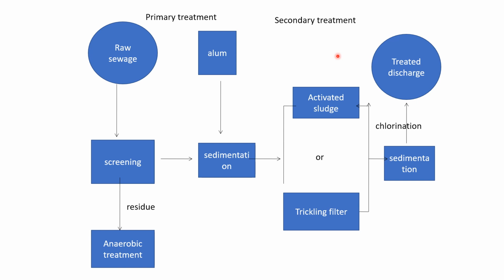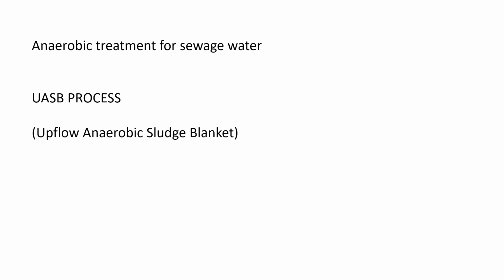So trickling filter is one of the aerobic treatments for sewage water treatment. We have another method, an anaerobic treatment for sewage water treatment, that is known as the UASB process. UASB stands for upflow anaerobic sludge blanket. So trickling filter is the aerobic treatment for sewage water. UASB process is the anaerobic treatment in absence of oxygen carried out by anaerobic bacteria.